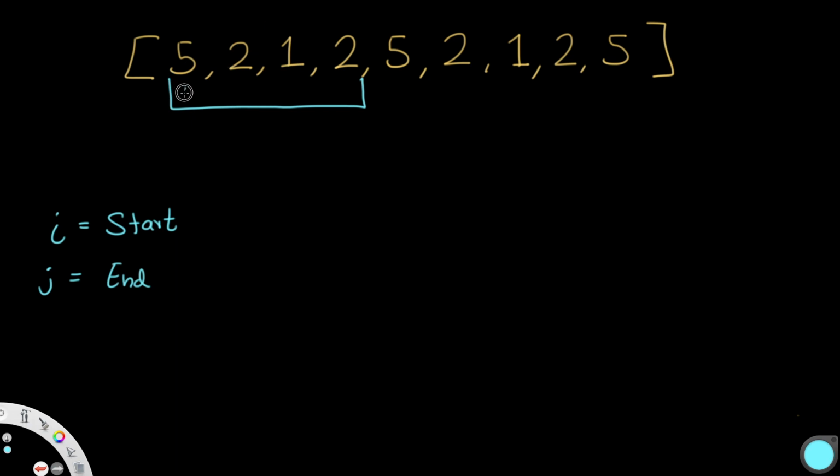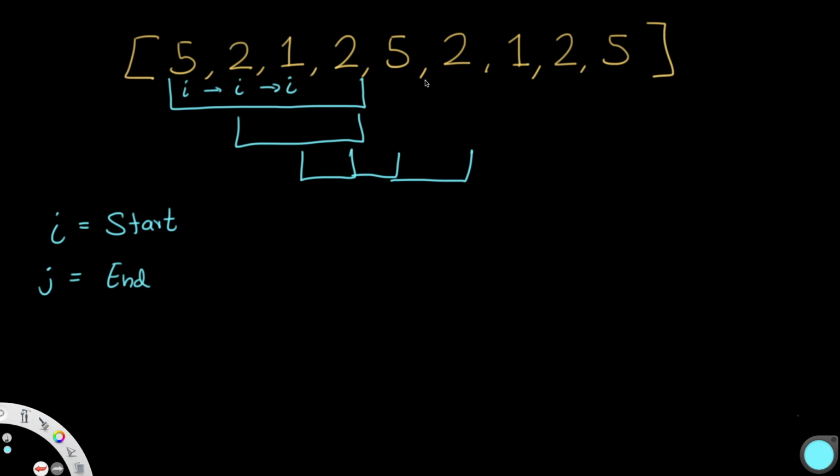So currently I is over here. Then if we move I over here, we currently have 2, 1, 2, which is still not unique. So we're going to move I again. And now we're just going to have 1 and 2, which is unique. So now we keep moving J. So J would be 5, and then 2. And then again, we have a problem over here. So then we move I again and keep repeating that.